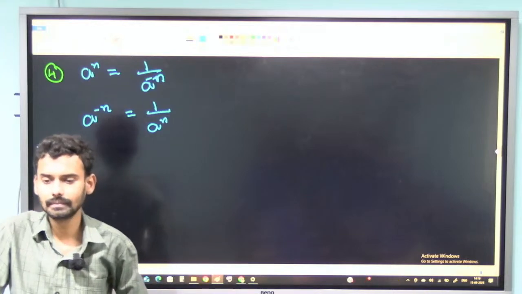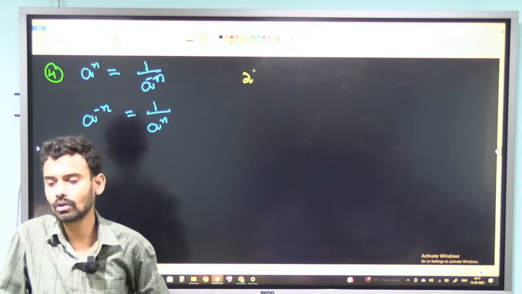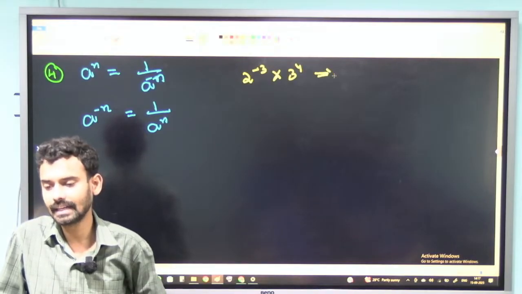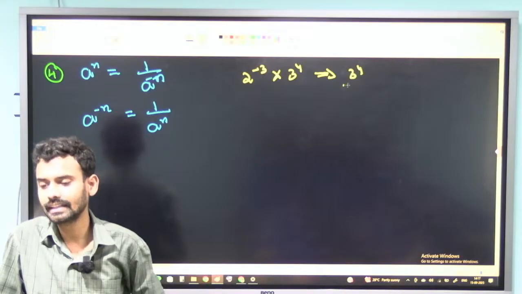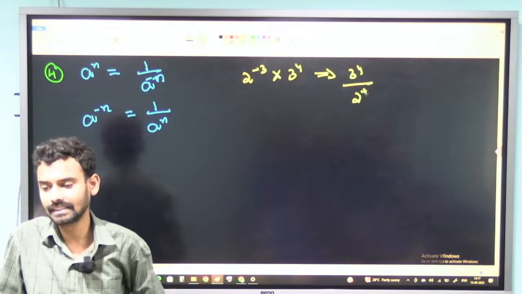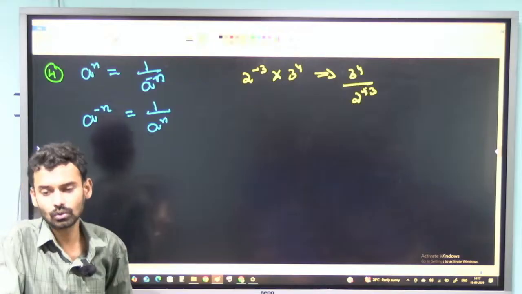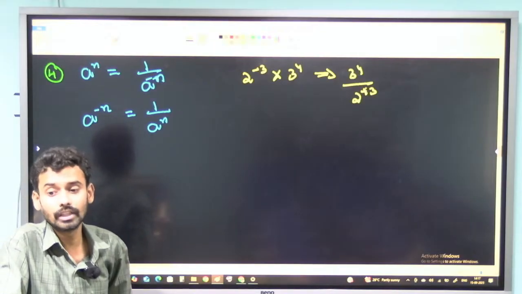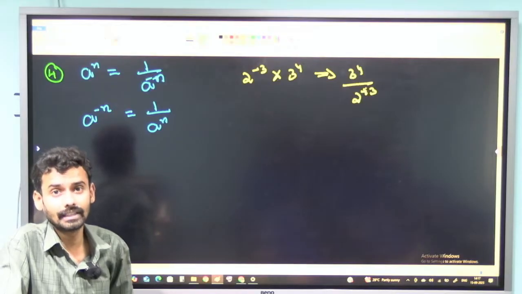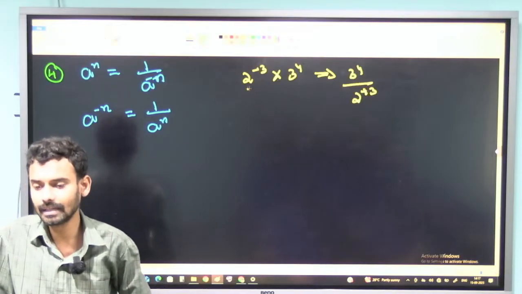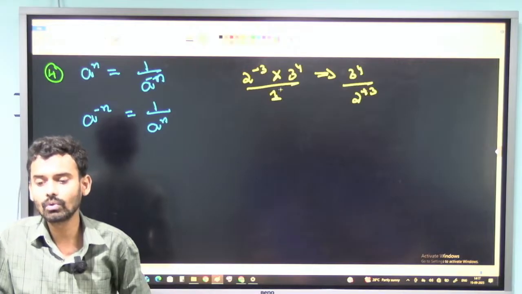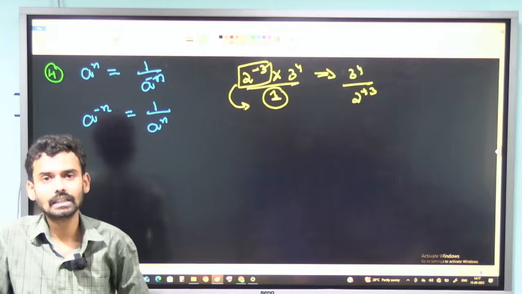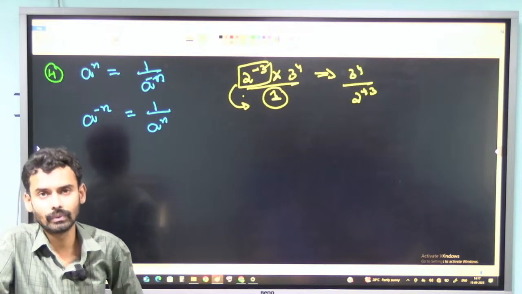For example, suppose I have 2 to the power of minus 3 into 3 to the power of 4, this can be written as 3 to the power of 4 divided by 2 to the power of plus 3. I am changing the sign of 2 to the power of minus 3 to 2 to the power of plus 3 because I am sending it from the numerator to the denominator. The numerator was otherwise divided by 1, so now I have only 1 in the denominator and I am sending this term to the denominator by changing the sign of the power.